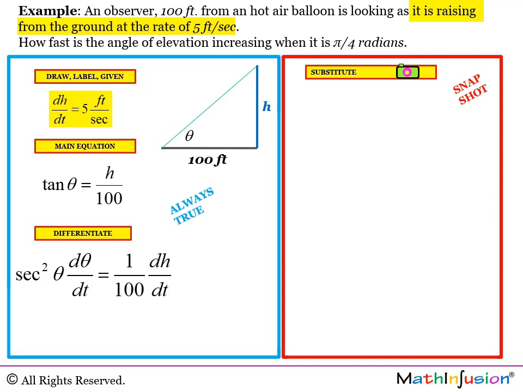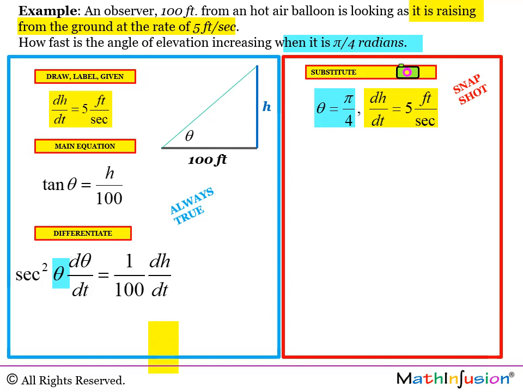Now we would like to focus our attention on the snapshot. In the snapshot, if you can see, theta is pi over 4. dh dt is always the same. It's always 5 feet per second. So you can see this from the problem or from what is given, and it's written in the always true.